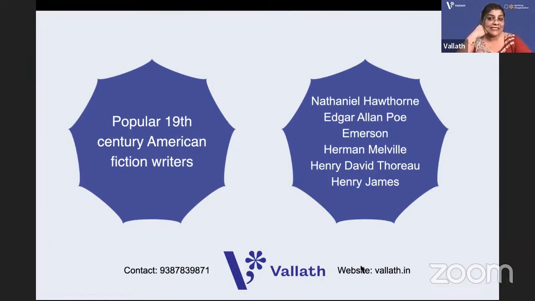Alice Walker coined the term womanism. Correct. Who wrote the essay American Scholar? It is Emerson. Right. And Hawthorne wrote The Scarlet Letter, The House of the Seven Gables, The Blithedale Romance. Edgar Allan Poe wrote so many stories: The Oval Portrait, The Cask of Amontillado, The Pit and the Pendulum, The Black Cat. Very good.